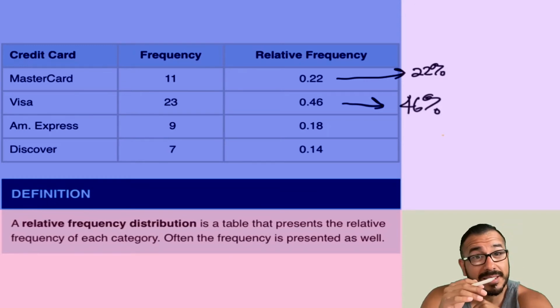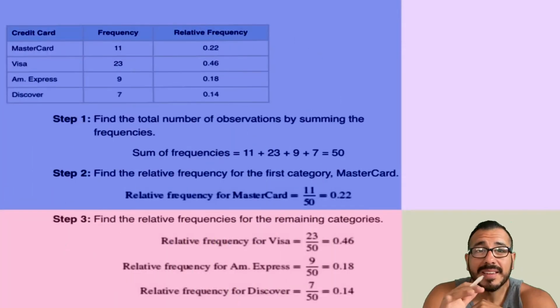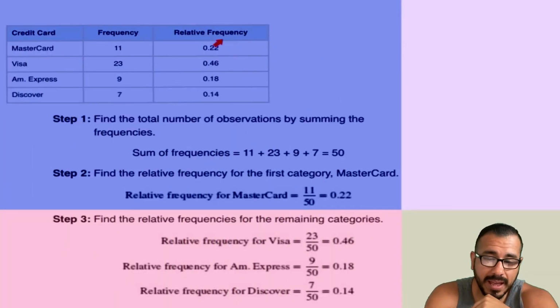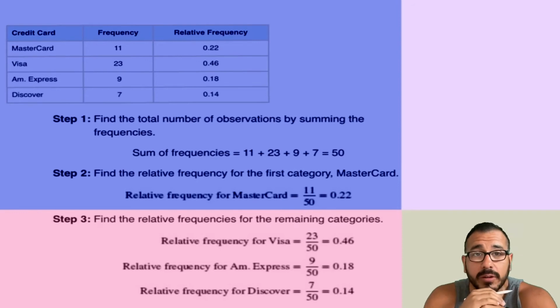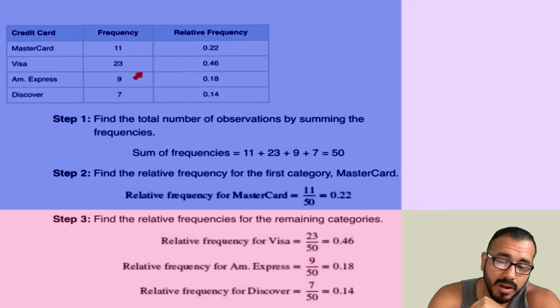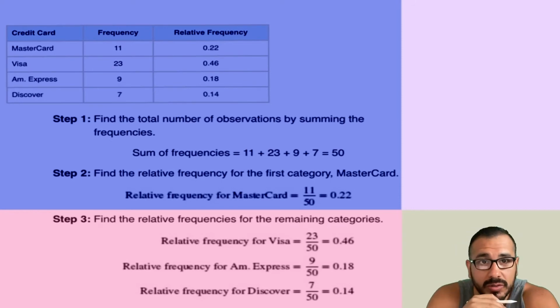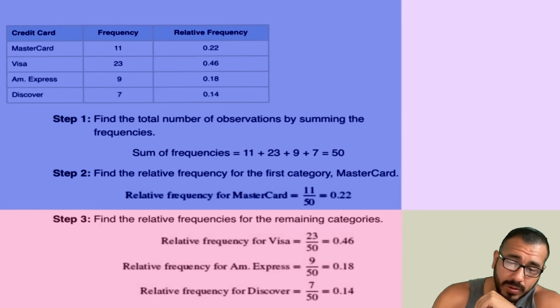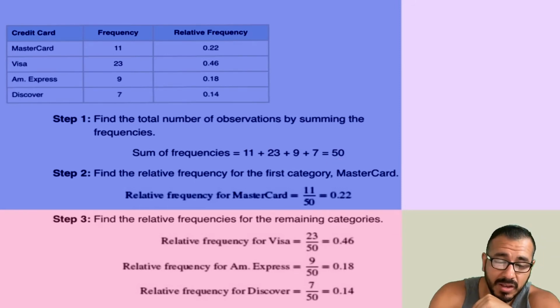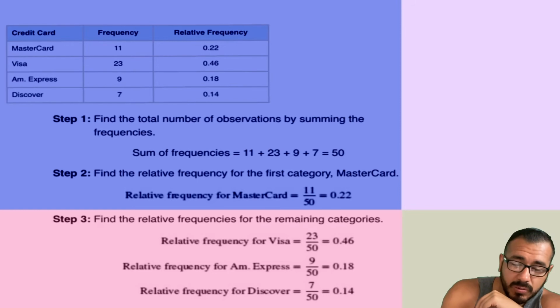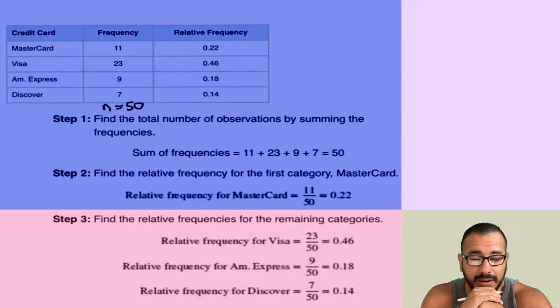So how do we get these numbers? Follow me, let's take a look. The process isn't actually too bad. The first thing we're going to do is add up all these frequencies. We need the total number of credit cards that were used in that situation. So we add up the 11, 23, 9, and 7. That's step 1. When we add up those frequencies, you see that it's 50. So N, which is used to represent our total, equals 50.